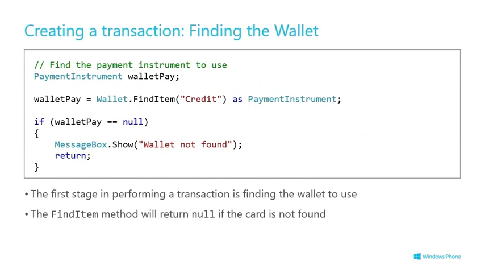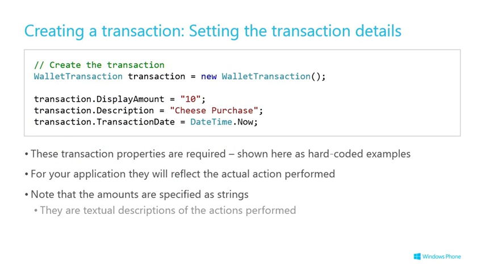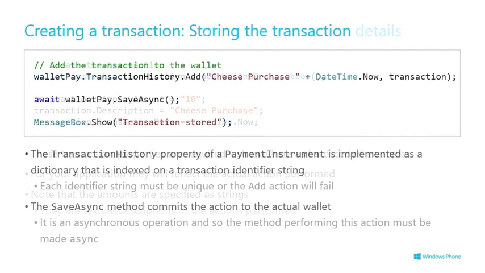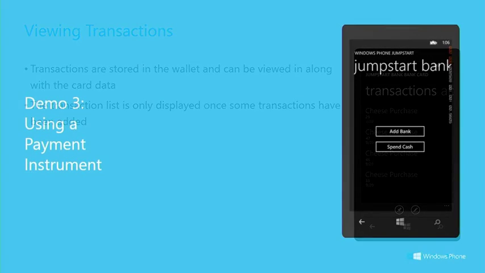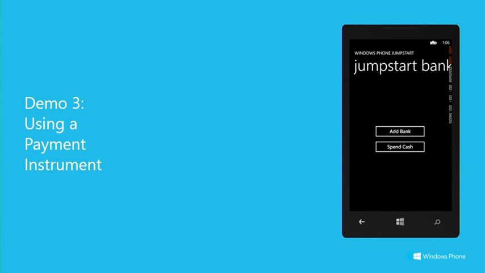So creating a transaction, you've got to find the wallet item first, right? Transactions are attached to a wallet item. Absolutely. So your first stage is to find that particular wallet item. Then we're going to create a wallet transaction, and then you add that to the card. Excellent. That's easy enough. And then storing it, you add it to the transaction history. You save async. This is pretty simple stuff. And then you can view what you just did. That ends up in the wallet itself. Absolutely. So a very quick demo for that.